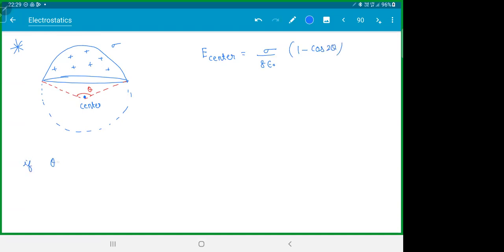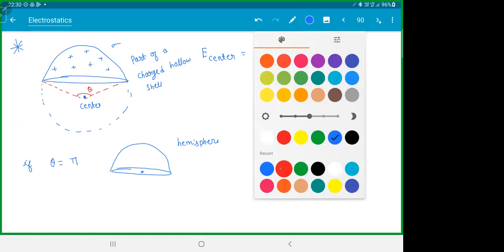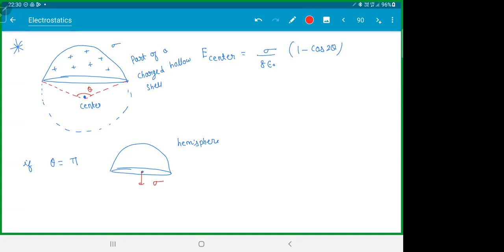This question was asked in the exam. If theta is equal to pi, you get a hemisphere. This is a hollow shell, part of a hollow shell. So for this result, you just need to put theta is equal to pi. Result will be sigma by 4 epsilon. Both are important results. This came in the exam directly. Find the field due to a hollow shell at the center.